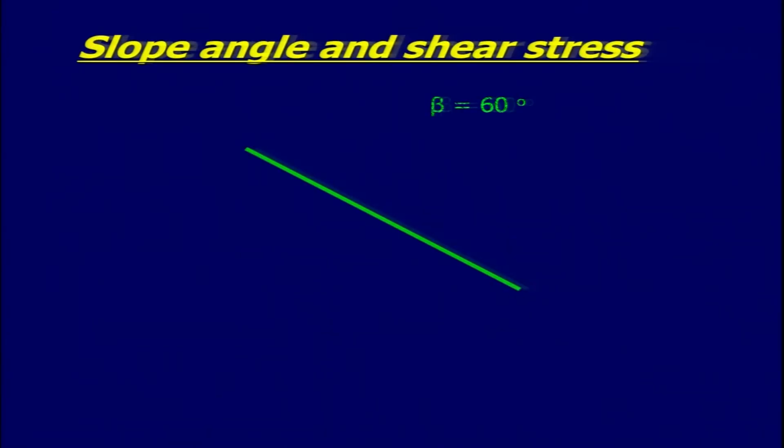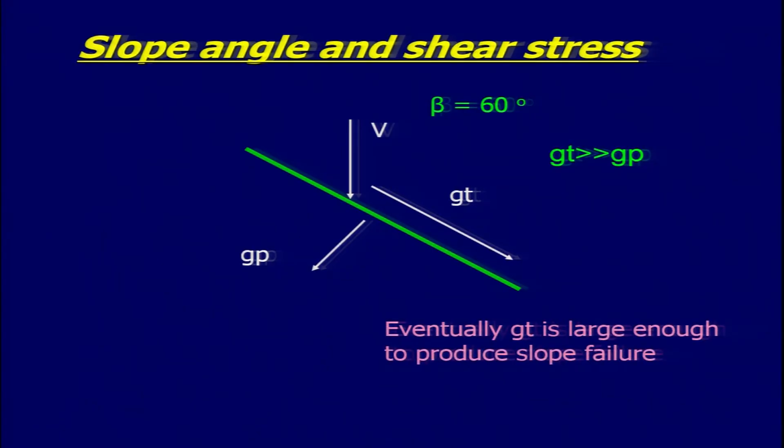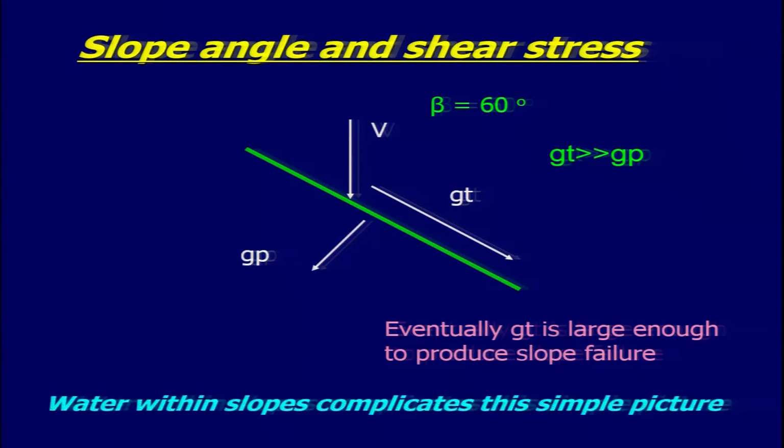Further, if you increase the slope, say 60 degrees, then you are reducing the GP and you are increasing the GT. So, you have increased the shear stress, you have reduced the normal stress here. Now, in this condition you will have a landslide. So, eventually GT is large enough to produce slope failure. So, this is the result of the increase in slope.